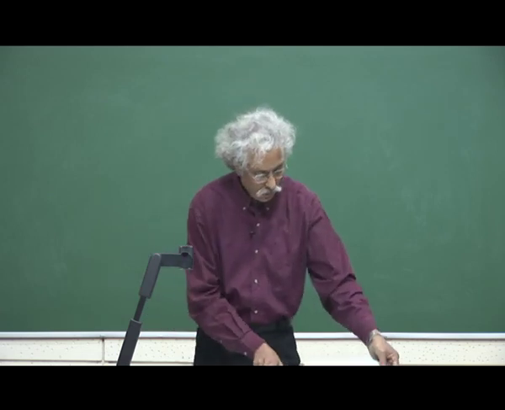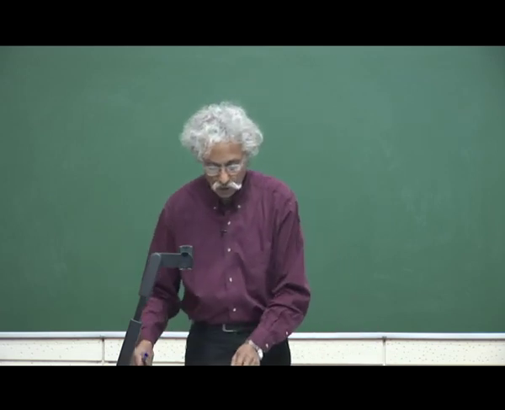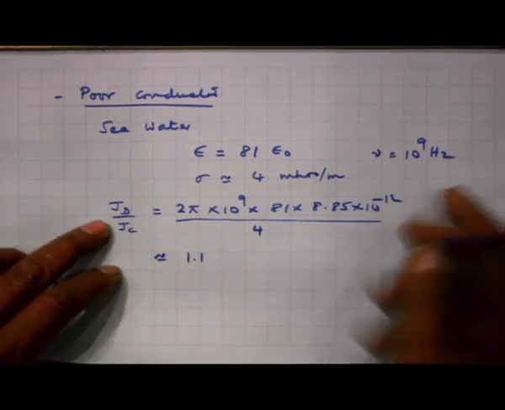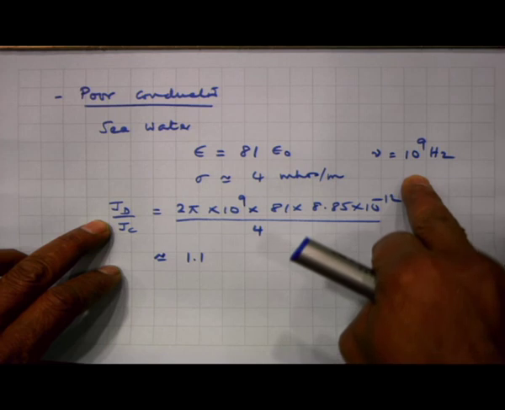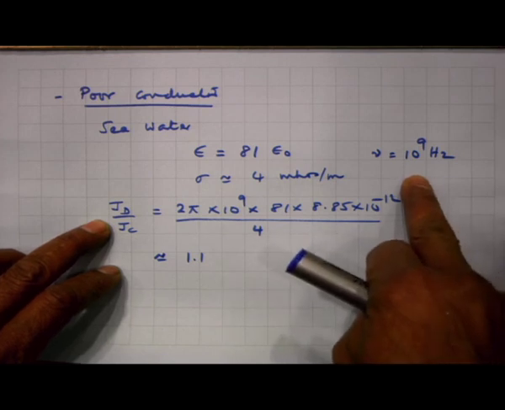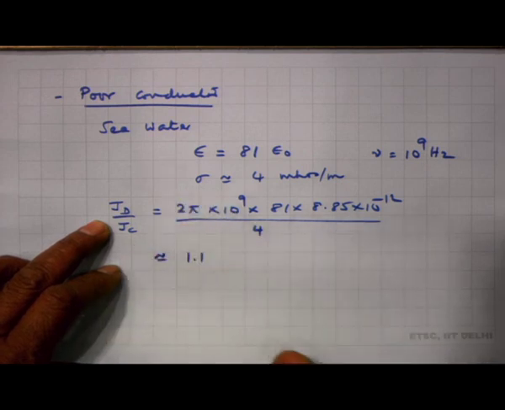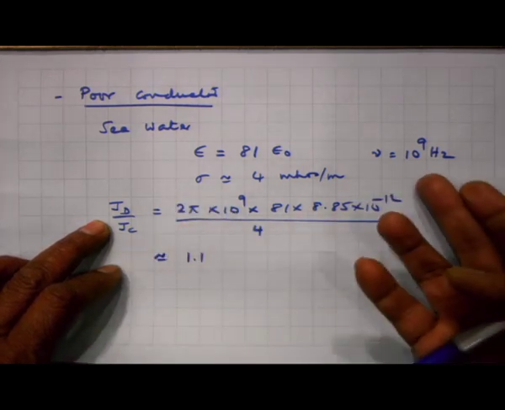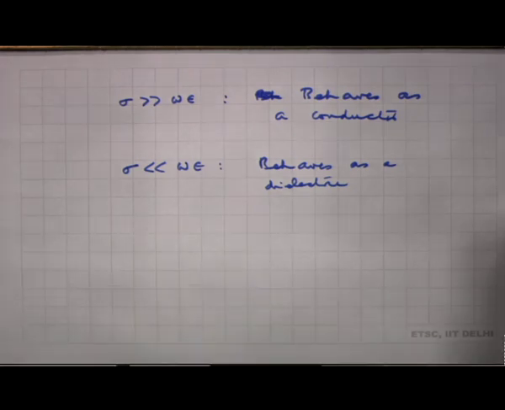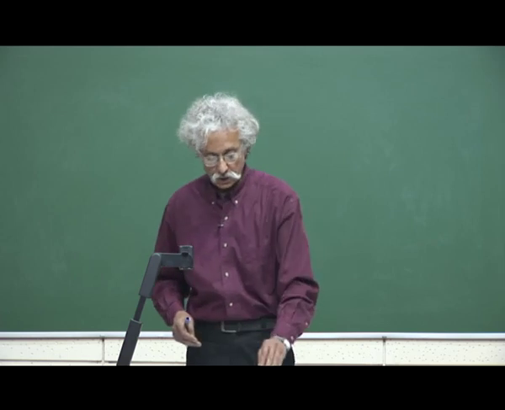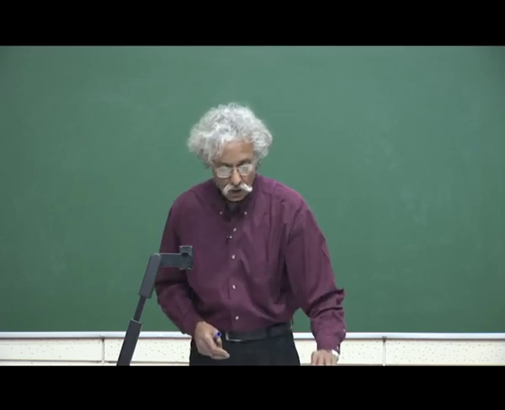So, I leave it to you to look at the same problem. Please calculate this ratio at frequency say 1 megahertz, which is 10 to the power 6 hertz, and say 100 gigahertz, which is much higher frequency. So, you will see the difference in this ratio, because this ratio is approximately 1 around 1 gigahertz. So, as you will see, for lower and higher frequencies, the same medium can behave either as a conductor or as a dielectric. So, this is a very important consideration of these two.